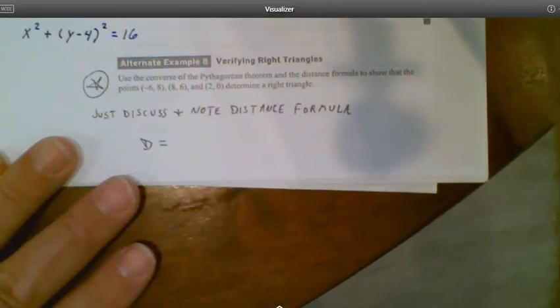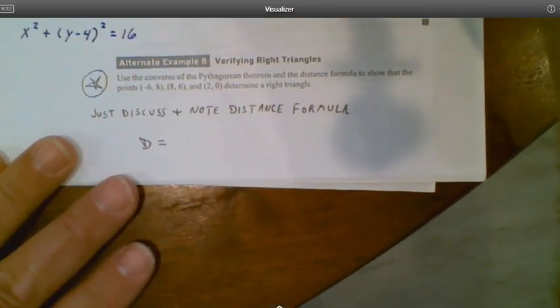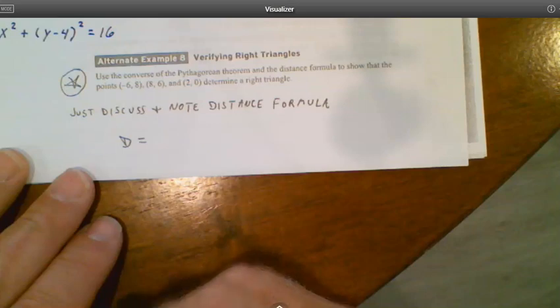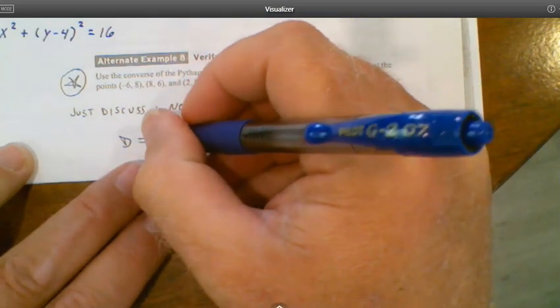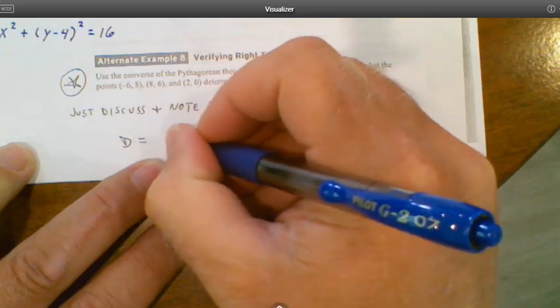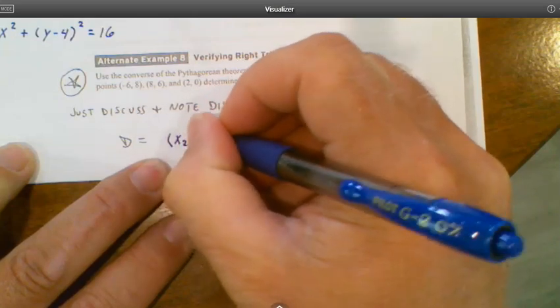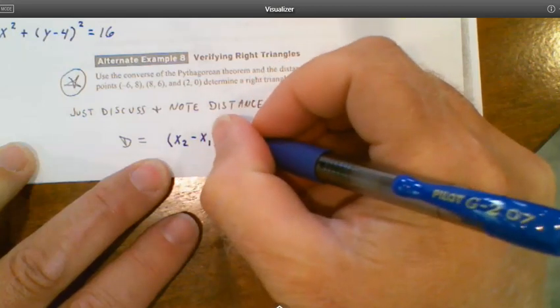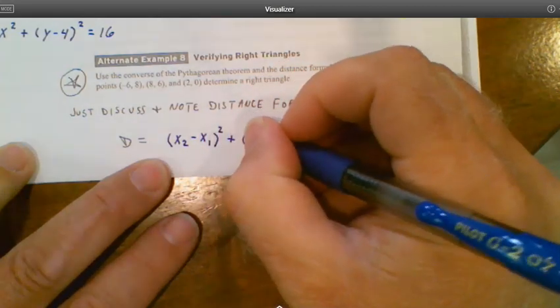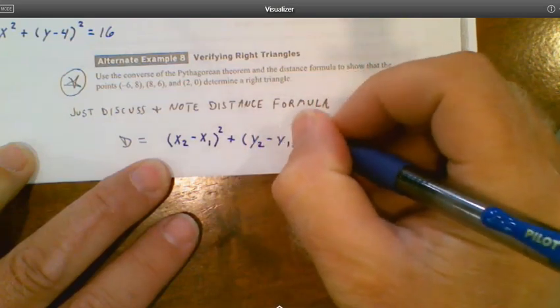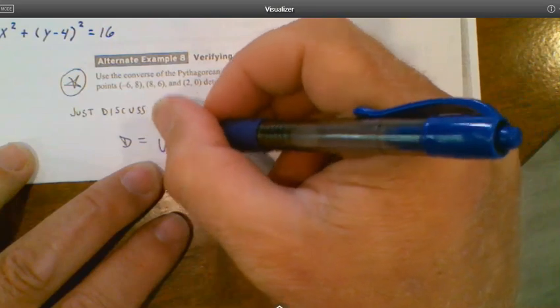Jump on down to this one. Just wanted to remind you guys of your distance formula. As we look at this, it comes up quite a bit in various chapters for different reasons. So you've seen this plenty of times before, but just in case, we're going to find the difference in the x coordinates. So x2 minus x1 squared plus the difference in the y coordinates. So y2 minus y1 squared. And then all that's under the square root.